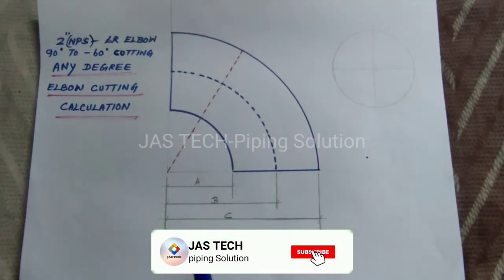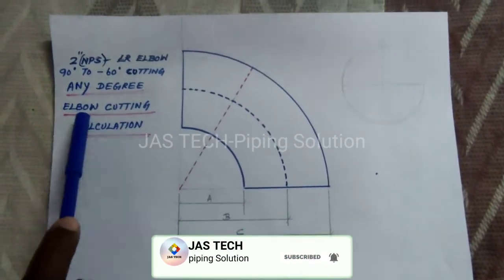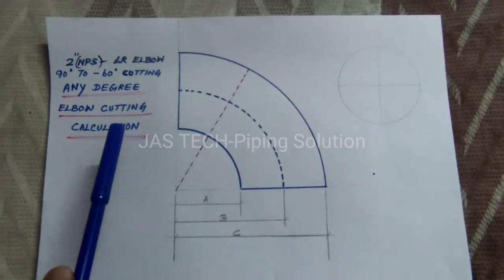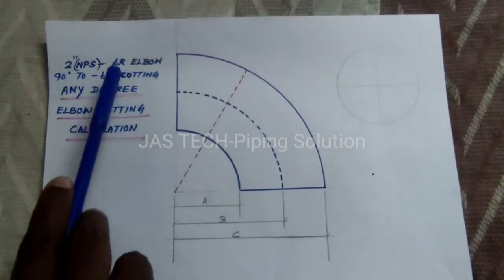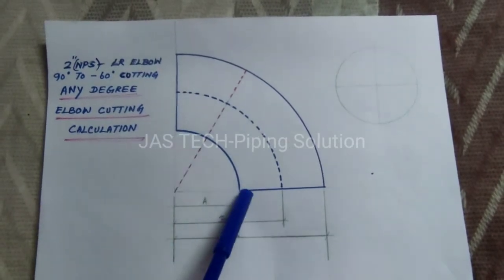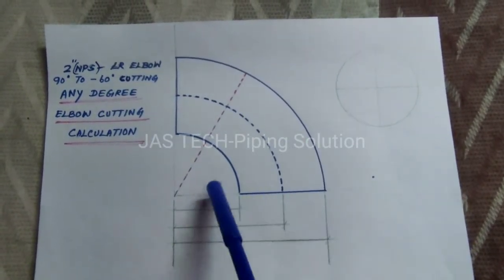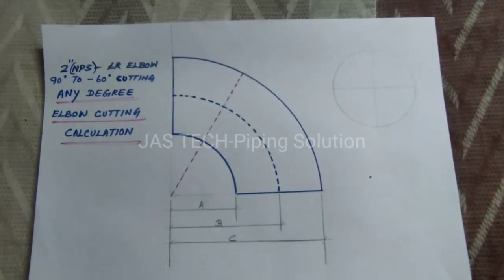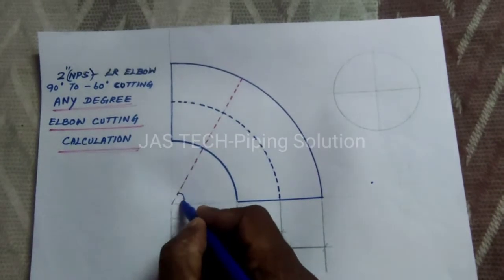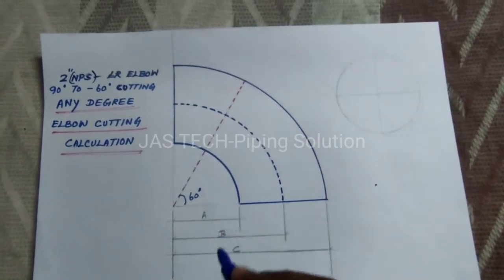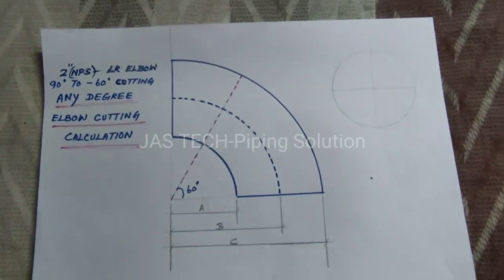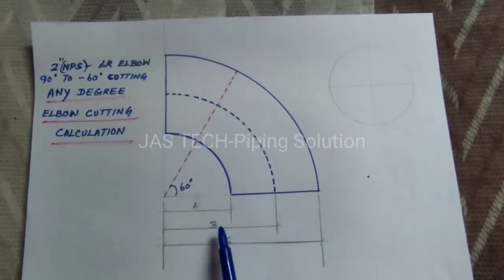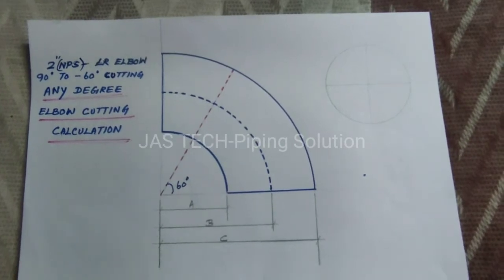Today our topic is any degree elbow cutting calculation. For our example, a 2-inch long radius elbow, this 90-degree elbow. We want to cut 60 degree, this 60 degree. So first we want to find out distance A, distance B, distance C.